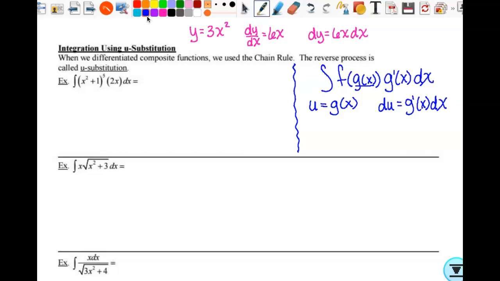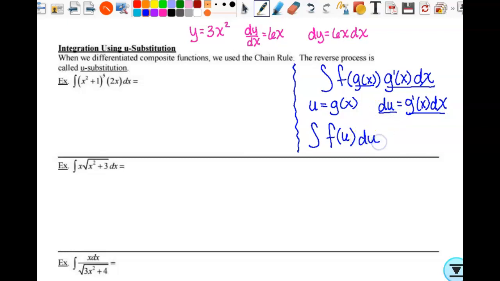Okay, so if we know this, I took g of x, and I'm going to say that's u, right? And du is g prime of x dx. So now I'm going to substitute. I'm going to have the integral of, so u is g of x, sorry, so then that's going to be f of u, and then g prime of x dx is du.